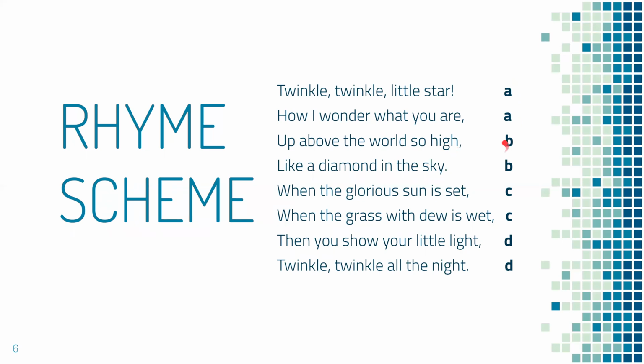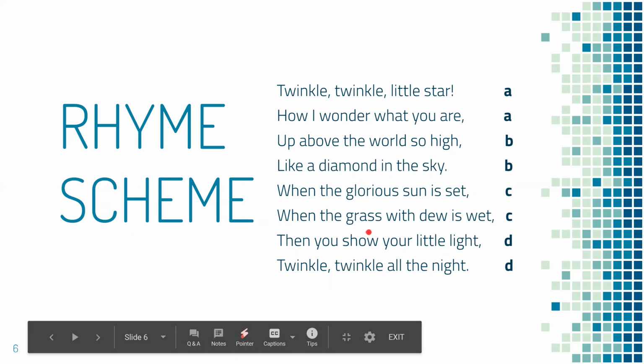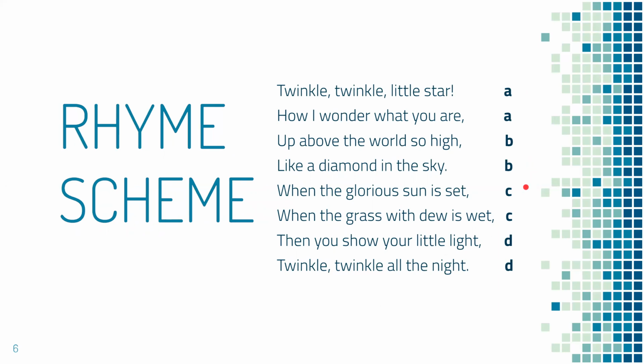High and sky, we see the BB pattern. When the glorious sun is set, when the grass with dew is wet, set and wet, we see the C rhyme scheme. Then you show your little light, twinkle, twinkle all the night. We see the D rhyme scheme. So this is the rhyme scheme. We have AA, BB, CC, DD.